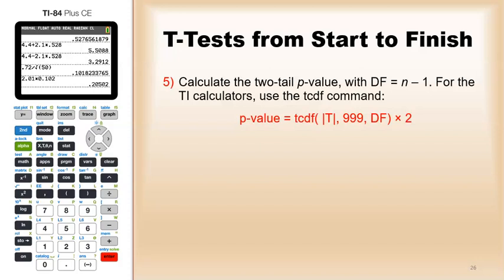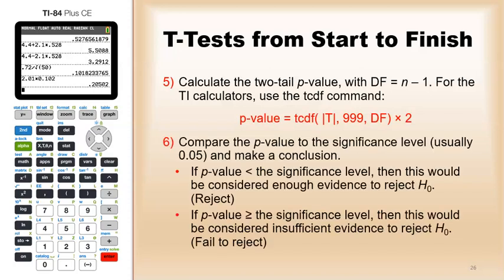For TI calculators, we'll use the tcdf, with the absolute value of that test statistic. That is, if it's a negative score, drop the negative sign. Then the upper bound, 999, is more than sufficient. And then the degrees of freedom, times 2. For Casio calculators, use the TCD command, and then the same information.